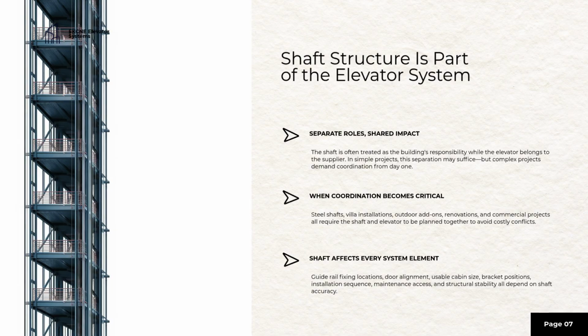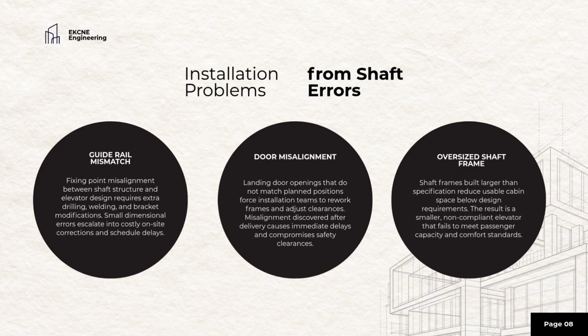The shaft determines where guide rails can be fixed. It affects whether landing doors align correctly. It influences the usable cabin size. It affects bracket positions, installation sequence, maintenance access, and overall structural stability. A small dimensional error in the shaft can create a much larger installation issue.